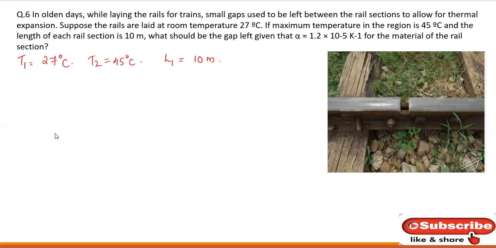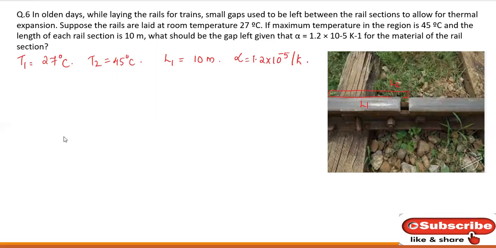Linear expansion coefficient alpha is given as 1.2 into 10 raised to minus 5 per Kelvin. Suppose this is the length L. Due to the increase in temperature, it will expand, and let the expanded length be L2.